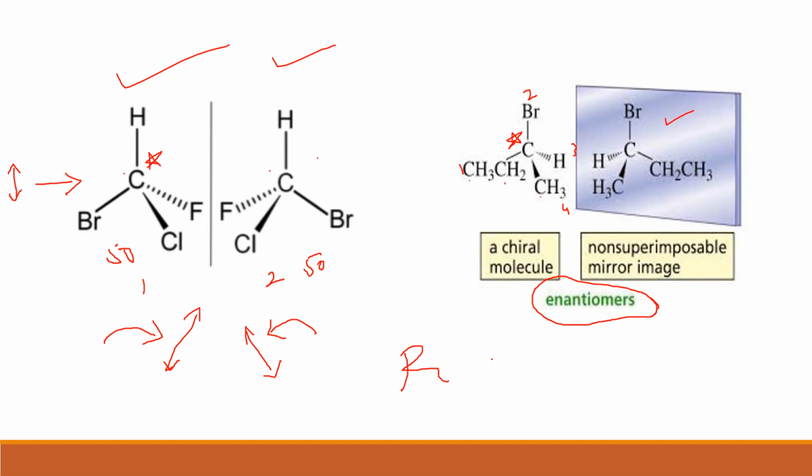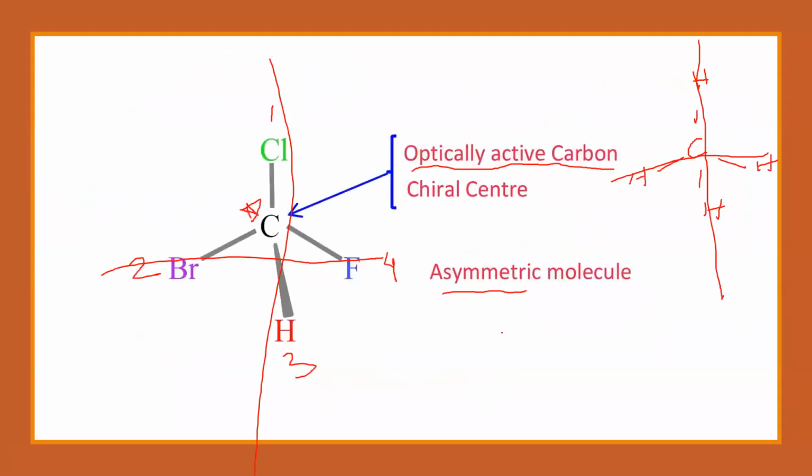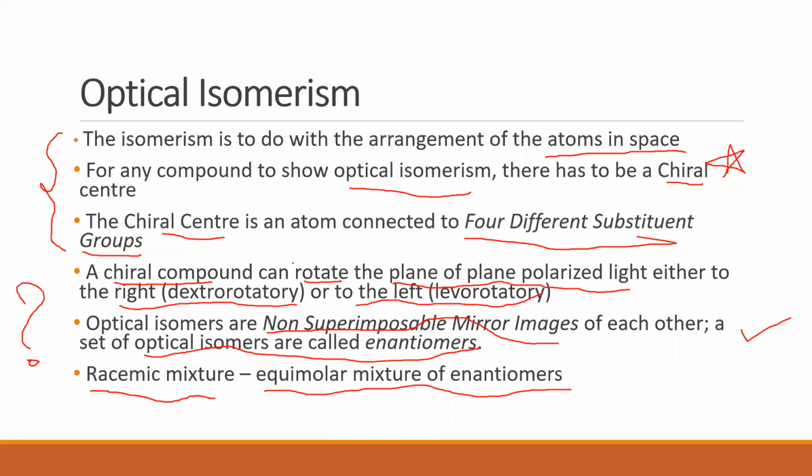Clear? Got that? Now let's get back to this slide where we wanted to understand everything. Optical isomerism is an isomerism that has got to do with the arrangement of atoms in space. Pretty straightforward. For any compound to show optical isomerism, there has to be a chiral center. There has to be a what center? Chiral center. Now, who's a chiral center? It is an atom that is connected to 4 different substituent groups.